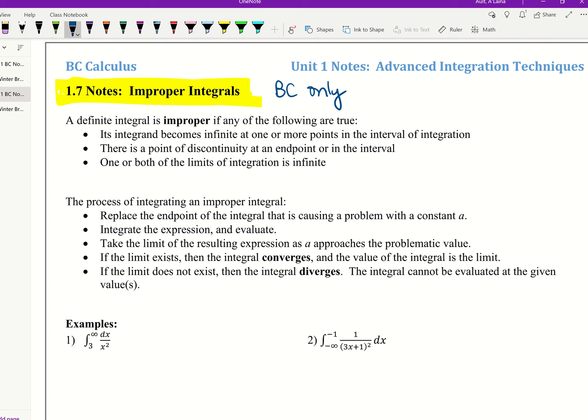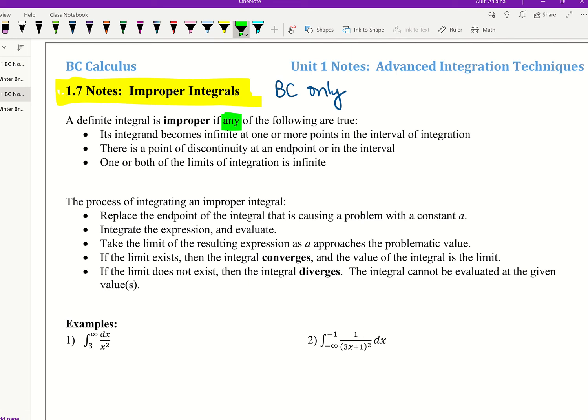All right, so just like fractions can be improper, so can integrals. And so here's what it means if an integral is improper. There's a couple different ways that this could happen. Any of these would be the way that we would describe something improper. The first one, if the integrand becomes infinite at one or more points in the interval of integration. So imagine that somewhere inside the integral's limits, you have something like a vertical asymptote. Okay, that can happen. There's a point of discontinuity at an endpoint or in the interval.